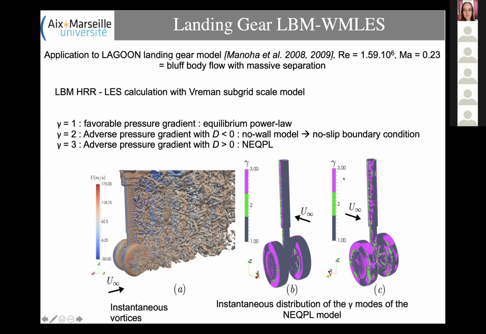And here you can see that we have three regimes corresponding to gamma equal to 1, 2, 3. So gamma equal to 1, the black region, corresponds to a favorable pressure gradient region, while the green region, for example, corresponds to an adverse pressure gradient in which the no-slip boundary condition has to be used because the boundary layer is not developed enough to use a log law or something like that.